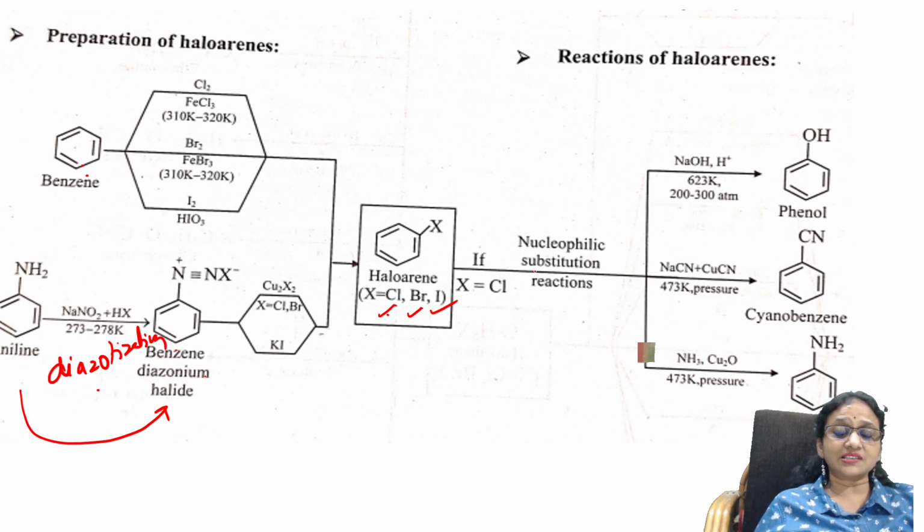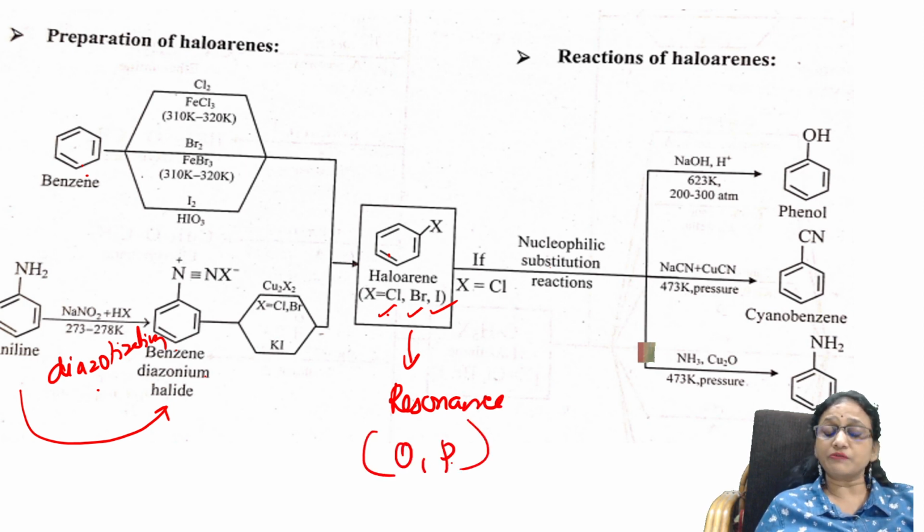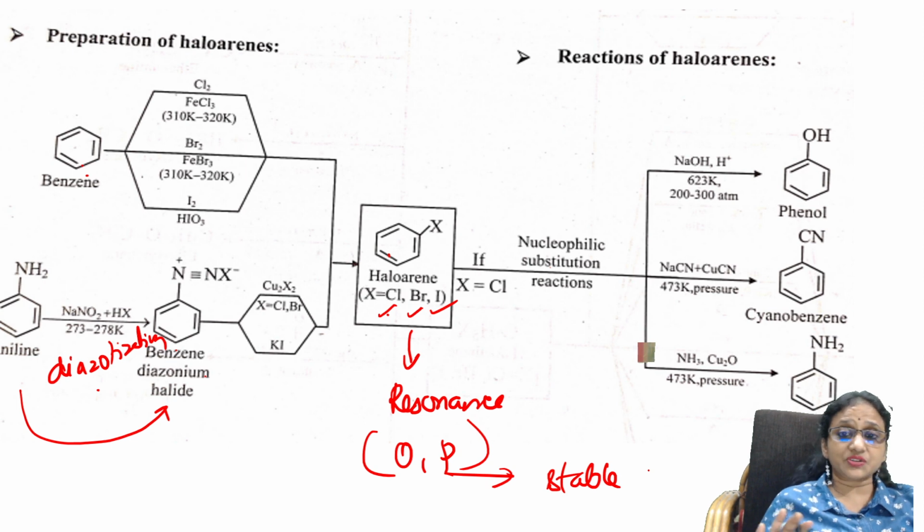Further, haloarenes can undergo nucleophilic substitution. Why? In this case, it is going to show resonance, right? When it shows resonance, the ortho and para positions are rich in electrons. So automatically it can undergo nucleophilic substitution reactions at the ortho and the para positions. Where para is a stable one, because of its symmetrical structure.